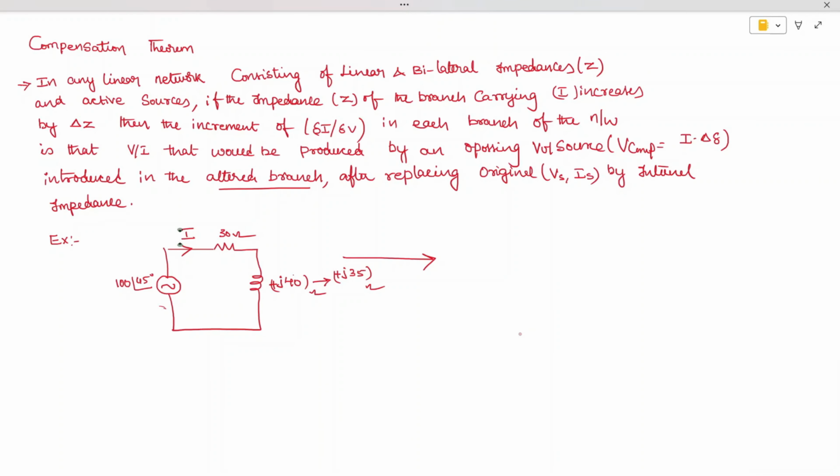Today we are going to learn about the compensation theorem. This is a very important theorem. Let us try to see what is the importance of this theorem. In order to understand this theorem well, I have considered this example.